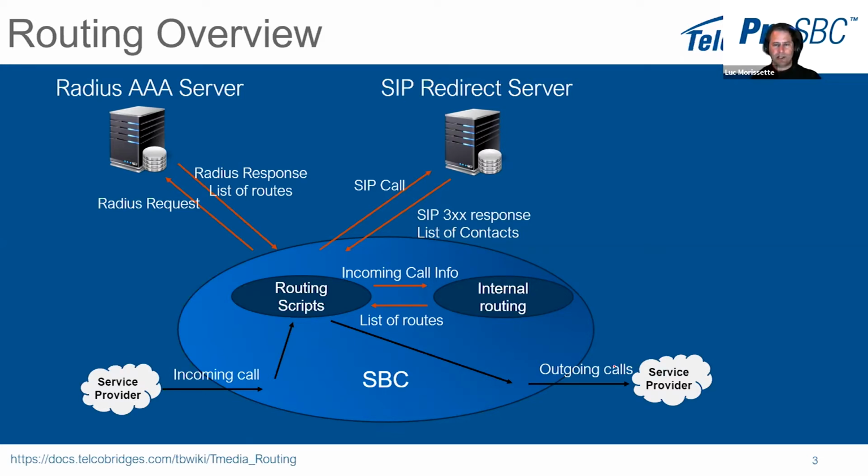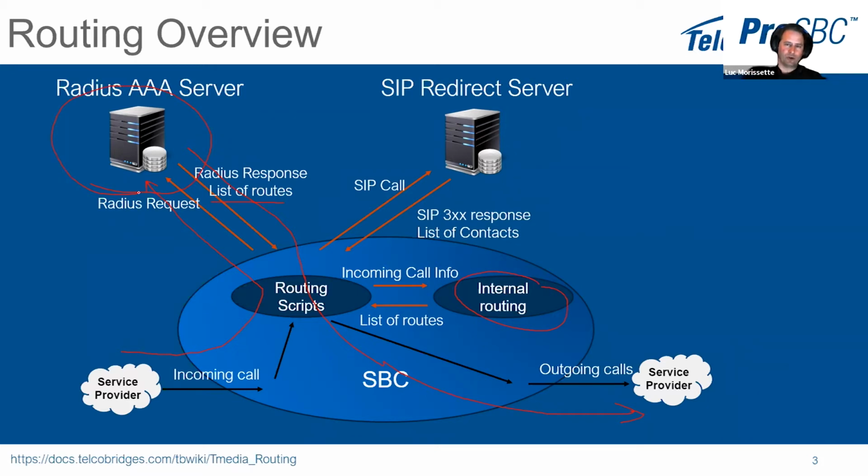A third option is to use Radius as an authentication server. All right, so you will receive the call here, then you will send a Radius request to the Radius server. The Radius server will return a list of information, and most of the time it's a list of routes that is returned here. And this will be used to route the call here on the outgoing leg. All right? So instead of being the internal routing table that takes the decision, it is the external Radius server.